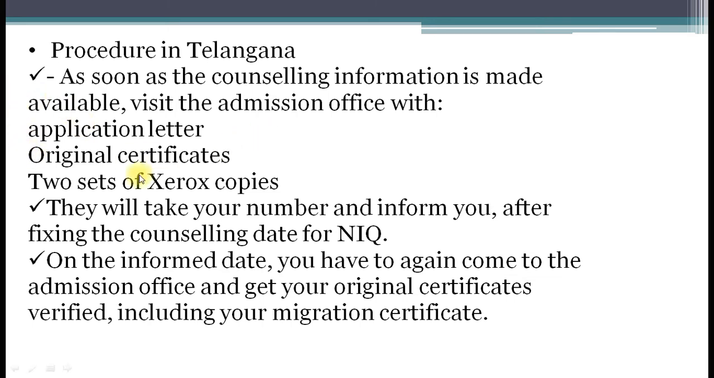Original certificates you need to carry, and two sets of xerox copies also you need to carry. This is advisable. They will take your number and inform you after fixing the counseling date for NIQ. So what happens when you visit the admission office after release of the notification? Firstly, understand that the admission procedure for local and non-local candidates is different from the admission procedure for NIQ.